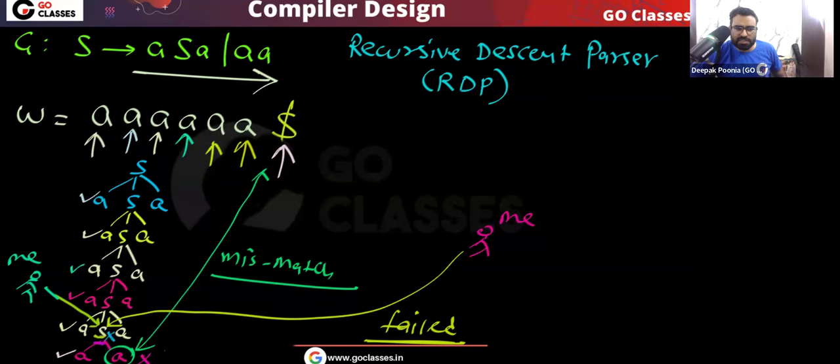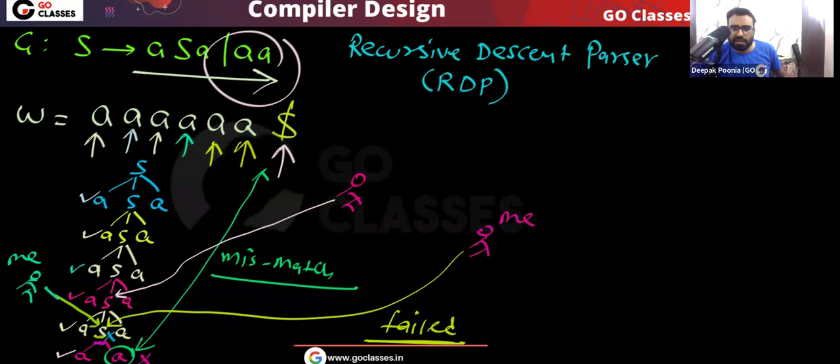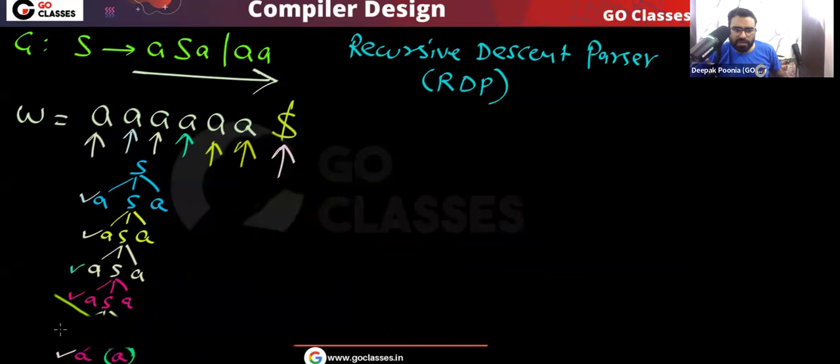Now because this S has failed, we will go to the previous S and tell this previous S that, remember, already this has failed, right? So to this S we will say that your aSa production has failed. So this S will tell us, okay, no problem, I will try the double a production. Yes or no? So we will allow that. We will backtrack, basically.